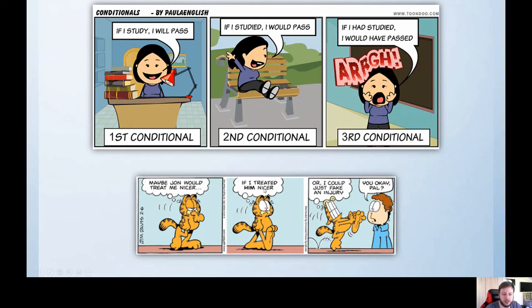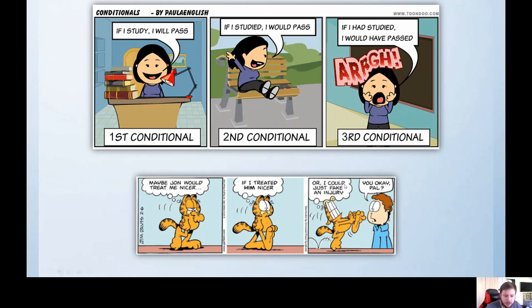Garfield uses the second conditional because this isn't something that he wants to do. He doesn't want to treat John nicer. Okay? He's just thinking about it. That it would maybe happen, but it isn't going to happen because he doesn't want to be nicer to John.